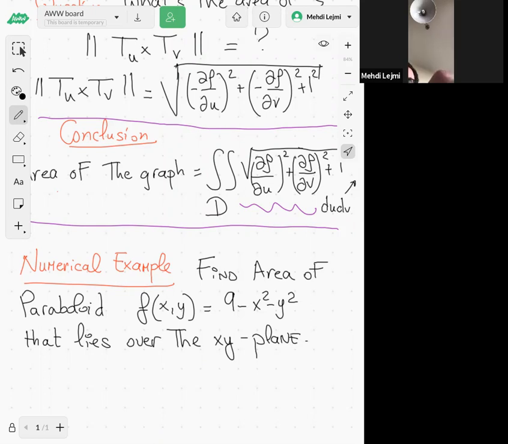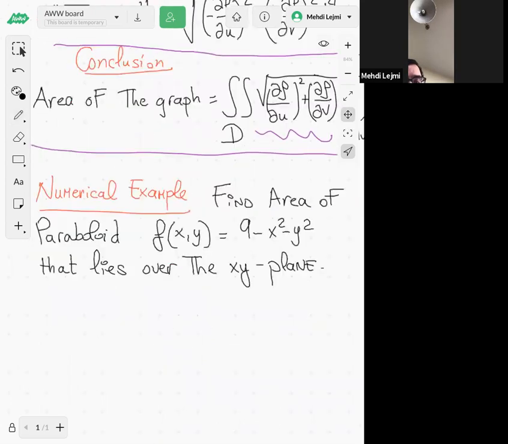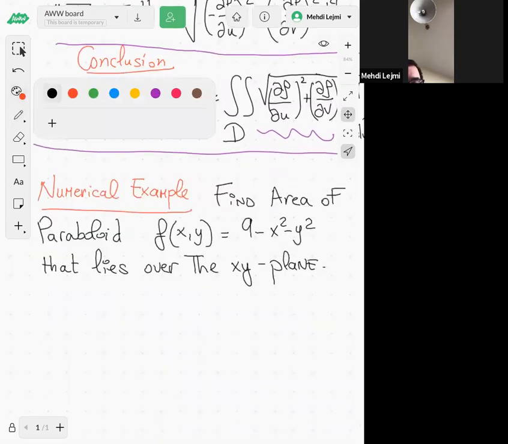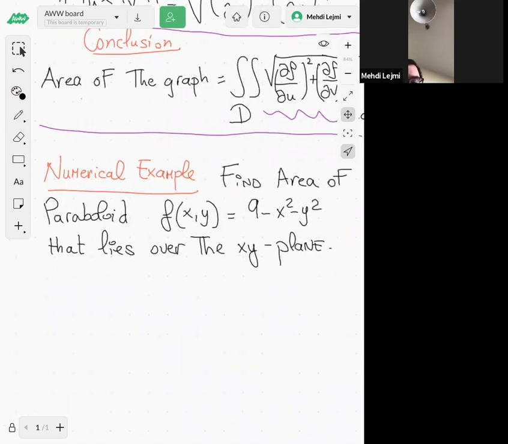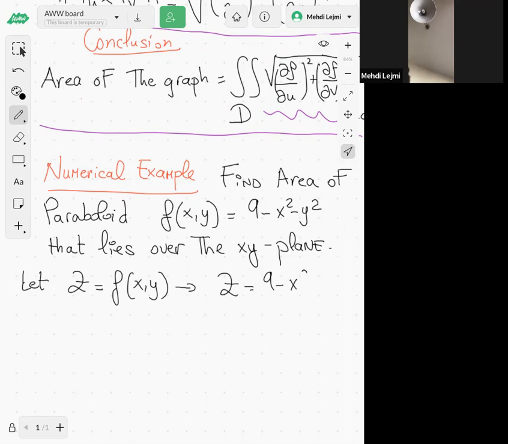Okay, so what's this paraboloid that lies over the xy plane? Let's say z equals f of x, y. So z is equal to 9 minus x squared minus y squared. So that it lies over the xy plane means that the height z must be positive or 0. So this must be positive or 0.